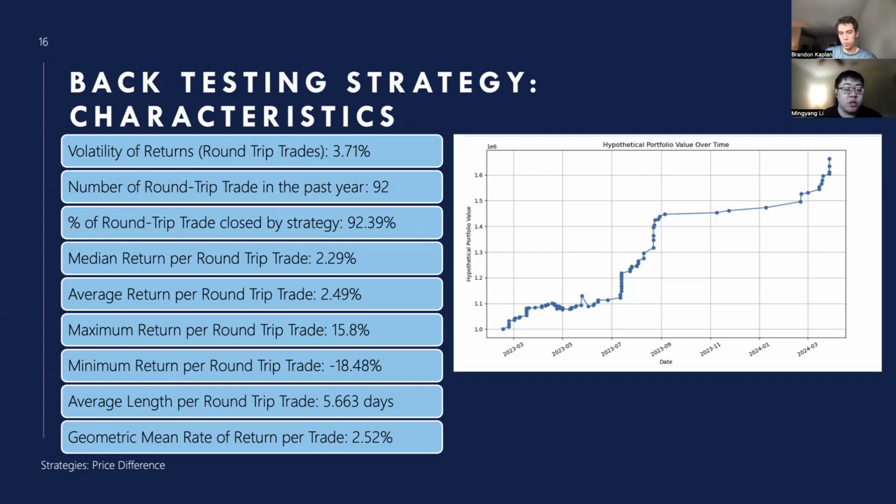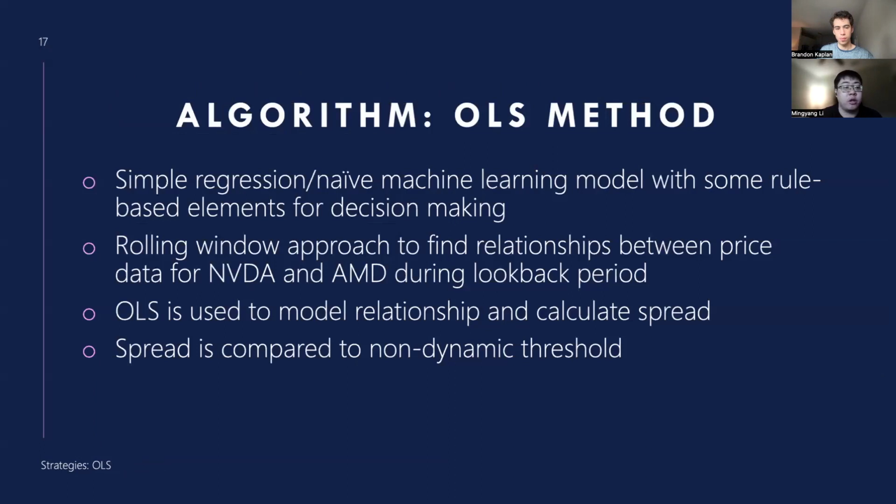And the average length per round trip trade is 5.63 days, and the geometric mean rate of return per trade is 2.52%. And on the right side, here is a graph showing that if we have $1 million, here is how the portfolio value changes over time. And next, Brandon will talk about the details of our OLS algorithm.